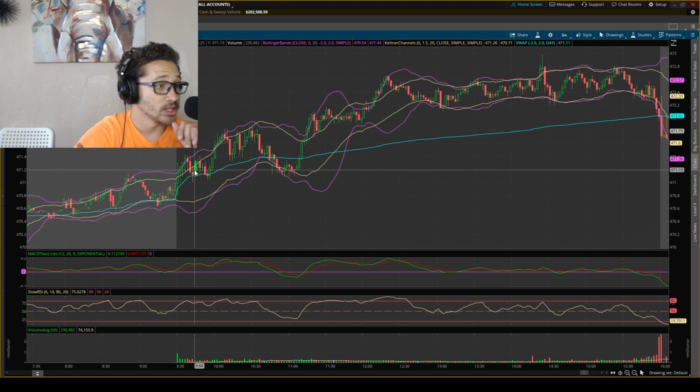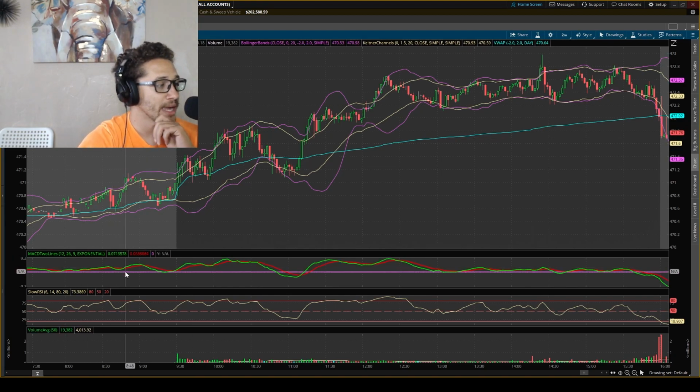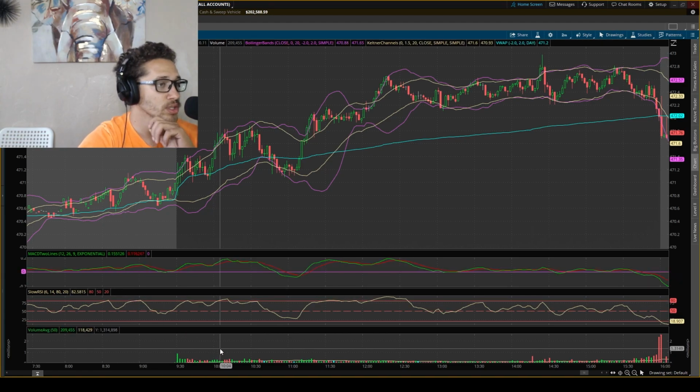Straight into the strategy section of the video, which is going to be the Keltner channels, which is our pink line, the VWAP, which is our blue cayenne line, and the Keltner channels, which are the yellow/beige line. And then we are using the MACD, the RSI, and volume. We also use technical analysis. Technical analysis is what we use to be able to read what we're seeing in front of us.